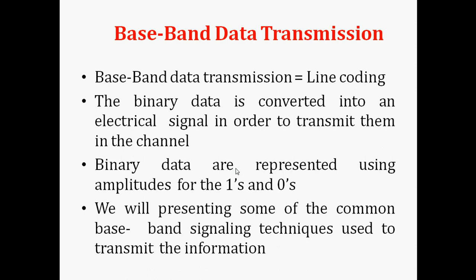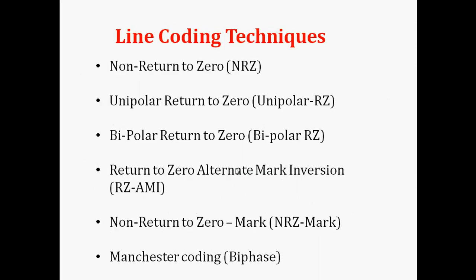The binary data is converted into an electrical signal in order to transmit it in the channel. Binary data are represented using amplitudes for the ones and zeros. We will be presenting some of the common baseband signaling techniques used to transmit the information, that is, line coding techniques. Some of them are given here: non-return to zero NRZ, unipolar return to zero, bipolar return to zero, alternate mark inversion, which can be shortened as RZ-AMI, non-return to zero mark, and Manchester coding.